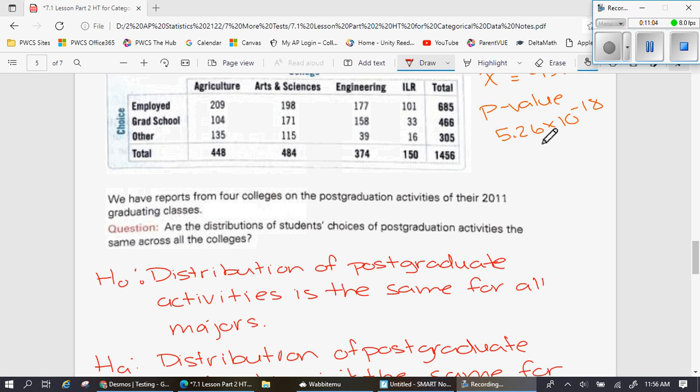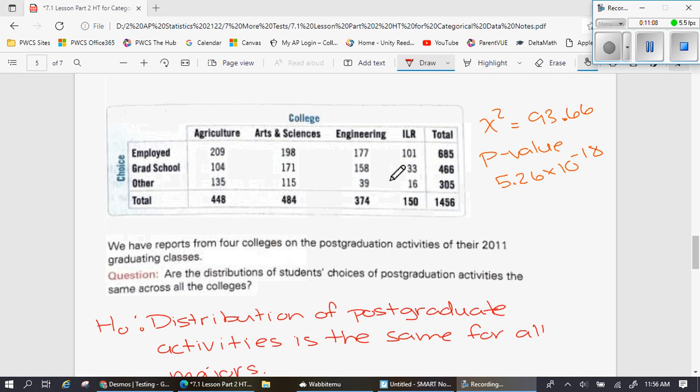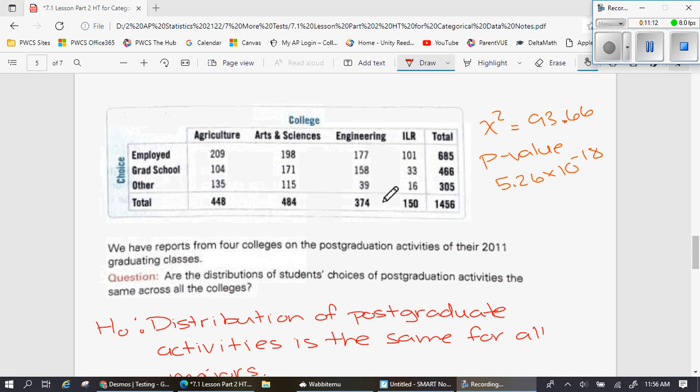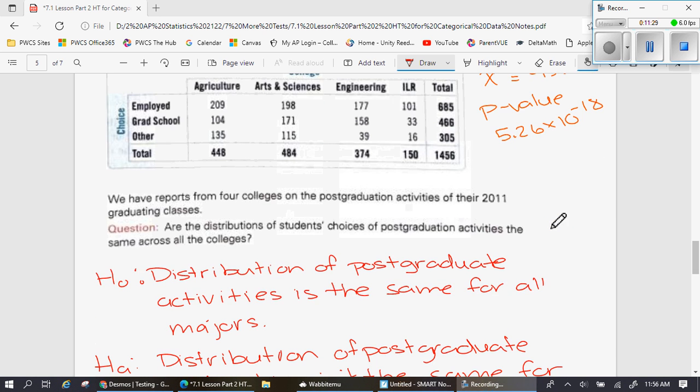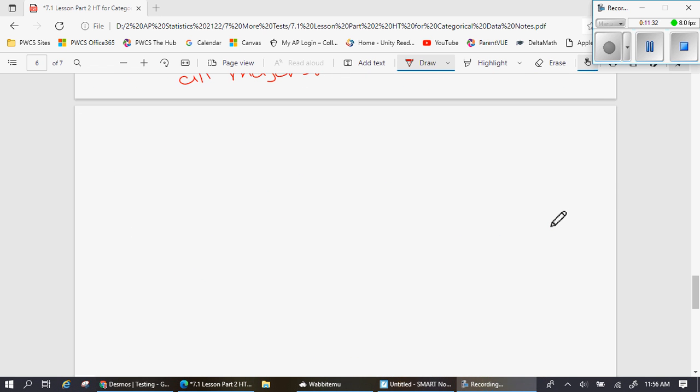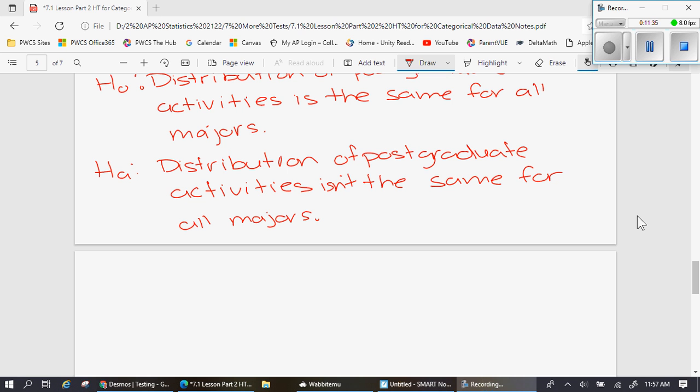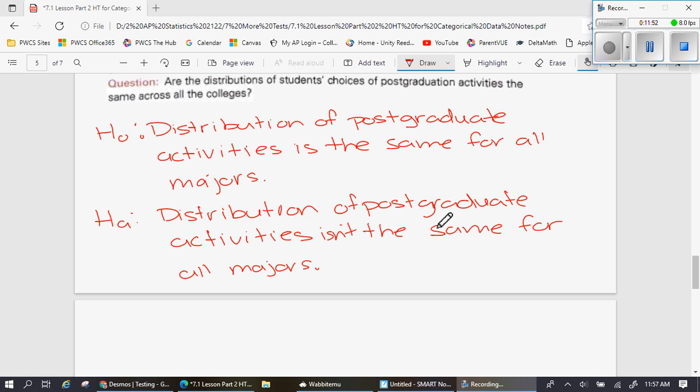And you might, just thinking logically, guess that maybe an engineering major might go and get a master's degree, and an agriculture major will go into the field. I don't know if that's necessarily the case. It looks like by this, they're more likely to go to grad school. So we are going to reject the null hypothesis with a super small p-value. And we are going to say, with a p-value of almost zero and an alpha value of 0.05, we have evidence to show that the distribution of postgraduate activities is not the same for all majors. The distribution of postgraduate activities is not the same for all majors.